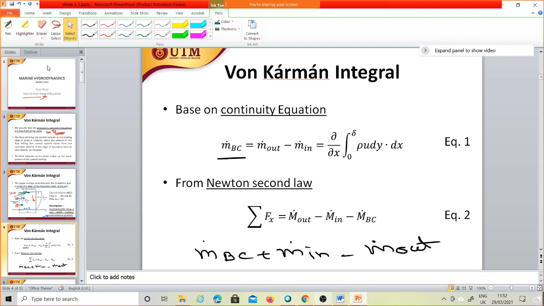So as I said, the resultant change is actually nothing but this one. We will find it out later in the next slide, how we are going to do it. So del by del x, in this case, rho u dy dx. How to get this we will see in the next slide. Hold on, one minute.